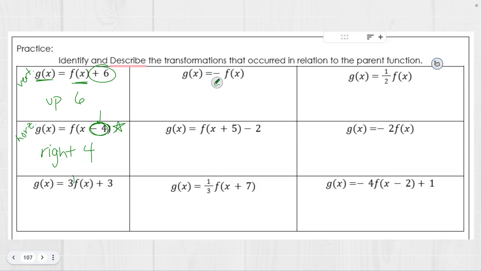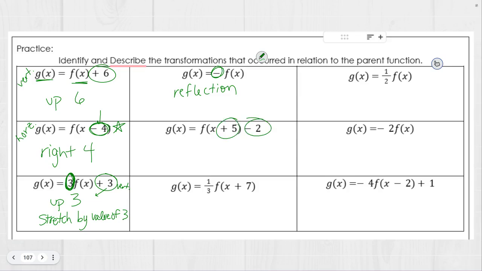Okay, this bottom one has two things happening. We have an outside number, which is the vertical. So that's up 3. Then we've got a number that's bigger than 1 on the outside. That is a stretch by value of 3. All right, then we've got this outside. That's just a reflection, because it's flipping whatever it was.